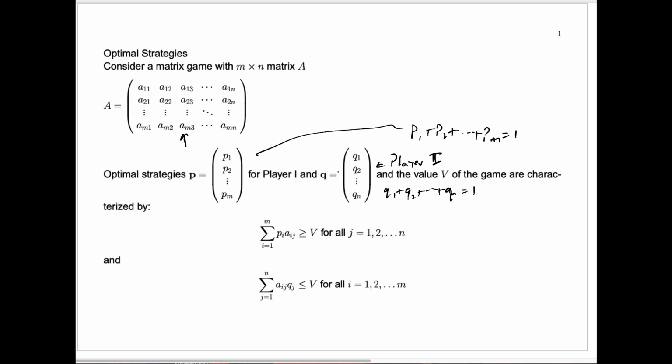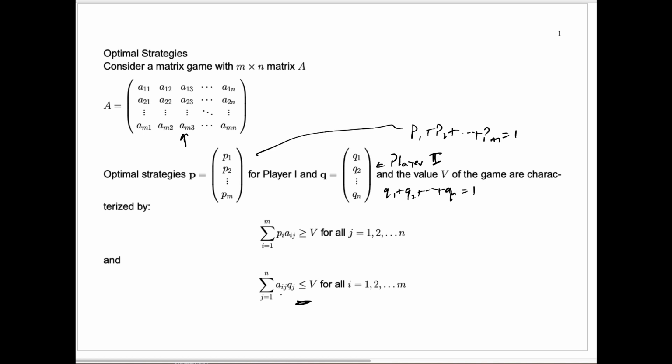Now, at the exact same time, for q to be an optimal strategy for player 2, we need the expected return to be no worse for player 2 than v. And what does that mean? That means less than or equal to v, no matter what row player 1 plays. So we can express that as saying the sum from j equals 1 to n of aij times q sub j is less than or equal to v. That's true for i equals 1, 2, 3 up to m.